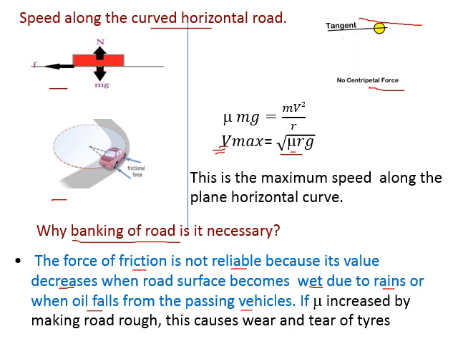If you want to increase mu by making the road surface rough, then what will happen? There are wear and tear problems of the tires. So every time, though the maximum speed depends on mu, it is not reliable. That's why we have to bank the road. So what is this banking of road? We have to discuss this.